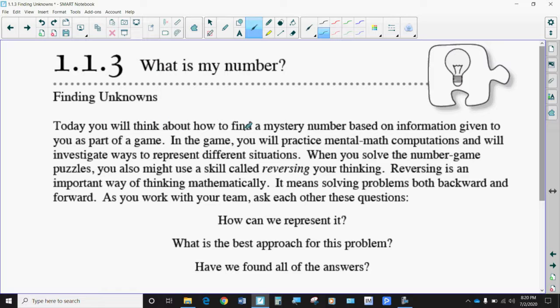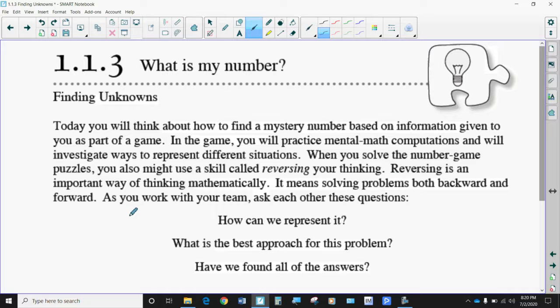Today you will think about how to find a mystery number based on information given to you as part of a game. In the game, you will practice mental math computations and will investigate ways to present different situations. When you solve the number game puzzles, you might also use a skill called reverse thinking, or reversing your thinking. Reversing is an important way of thinking mathematically. It means solving problems both backward and forward.